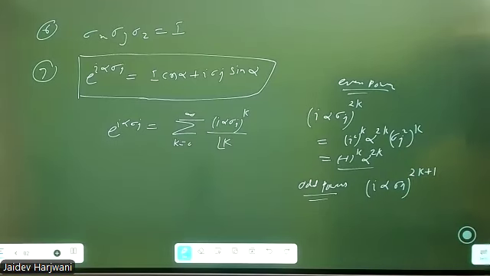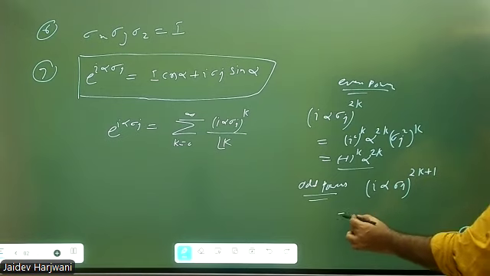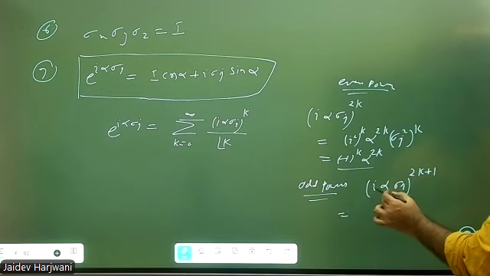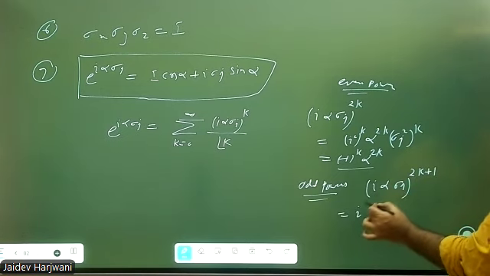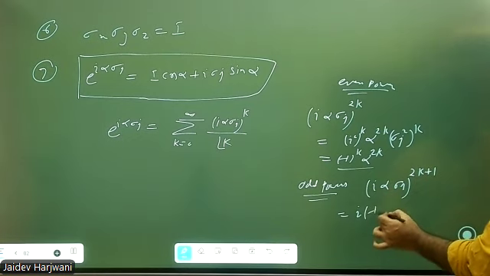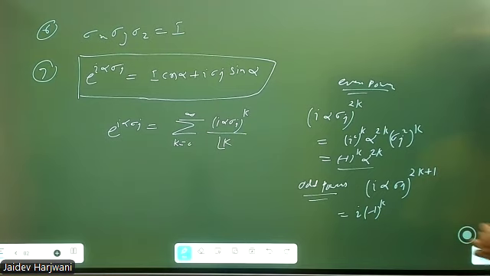In that case, how can I write? I can write here i² to the power k, which is (-1) power k. Similarly, α power 2k plus 1 and σ_j² power k, which is 1 power k, so this becomes σ_j. So this way I can write.